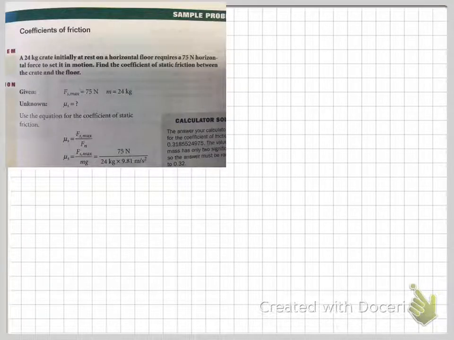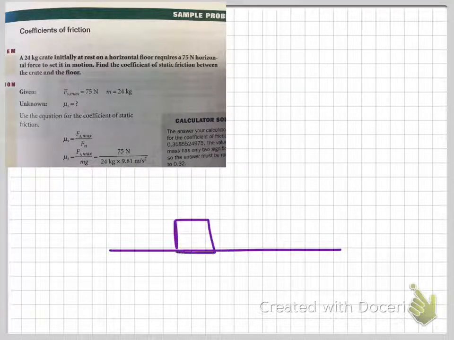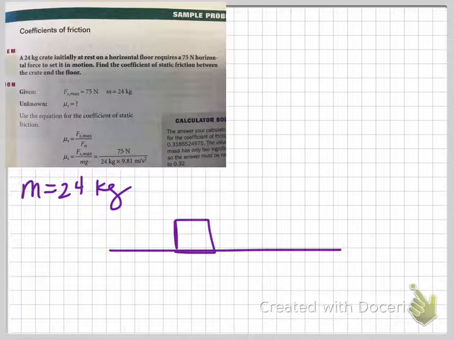Okay, this is 4C sample. We have a crate. It's at rest. It's a 24 kilogram crate. Mass equals 24 kg. Force required to move it is 75 newtons. It takes 75 newtons of force to set the crate in motion. Find the coefficient of static friction between the crate and the floor.